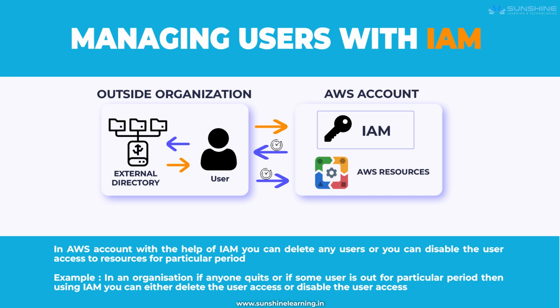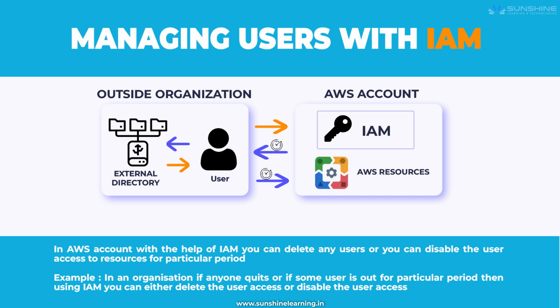In an AWS account, with the help of IAM, you can delete any user, or you can disable the user's access to resources for a particular time period as well. So let's say I want to block a user for a particular duration, let's say for 1 month or for 2 weeks. I can specify that from the IAM. I can even do this task from the AWS CLI also.